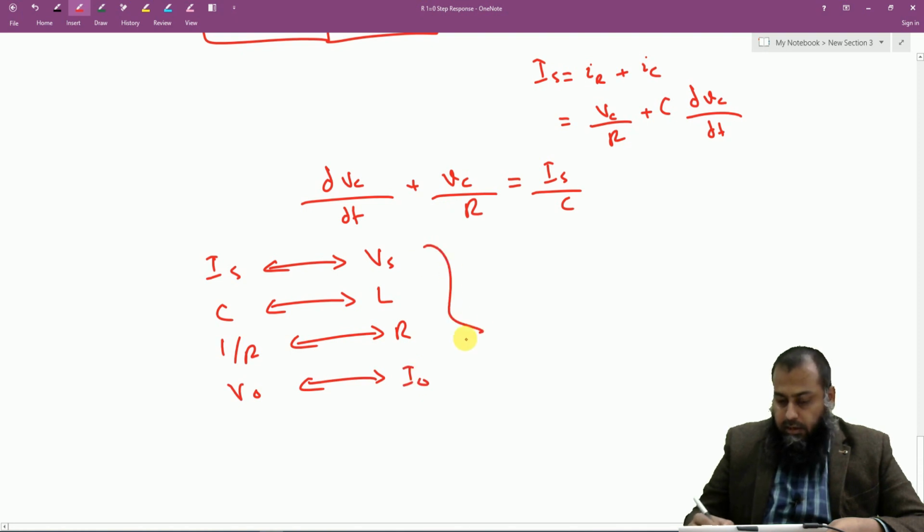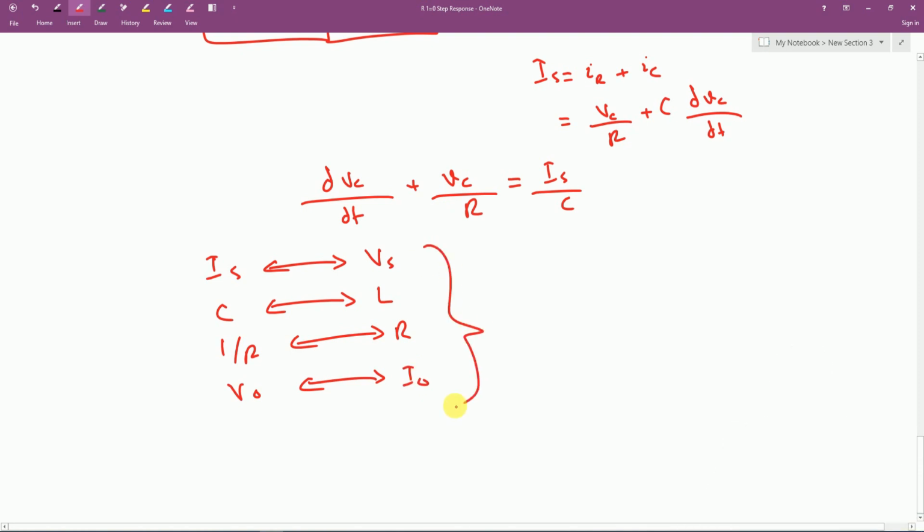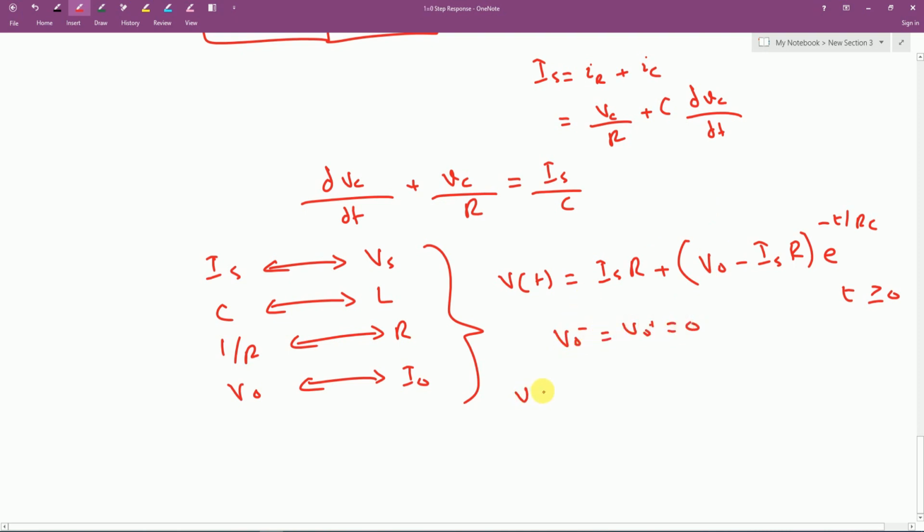So if we do this for the voltage here, then this v(t) is equal to Is into R plus V naught minus Is into R, times e to the power minus t over RC, and this is valid for t greater than or equal to 0, right? So if we do not have any initial condition, that is we have V0 negative equal to V0 positive equal to 0, then this equation simply becomes ISR minus ISR e to the power minus t over RC, where RC is the time constant of this particular circuit.